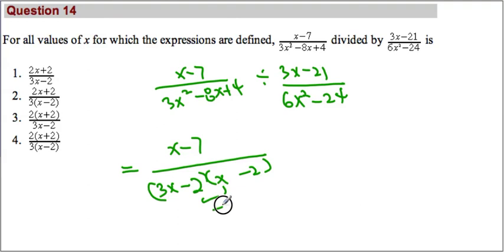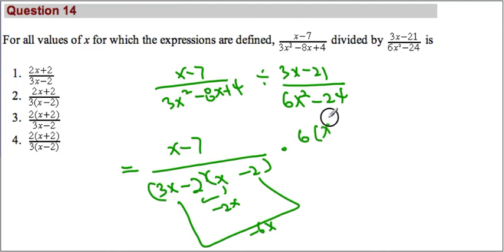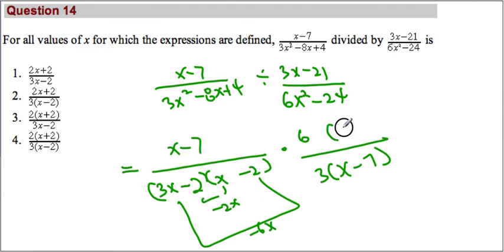Then here we end up getting negative 2x. It becomes negative 6x. So end up being negative 8x. And I'm going to flip the division into multiplication, and then here we have 6 and then x squared minus 4. Denominator we have 3 times x minus 7. But in fact, x squared minus 4 can be rewritten as x plus 2 and x minus 2.